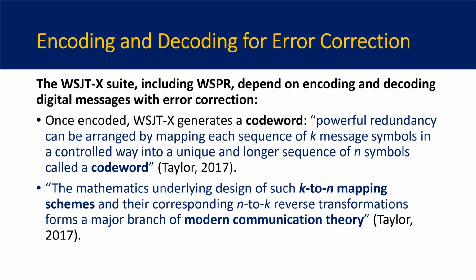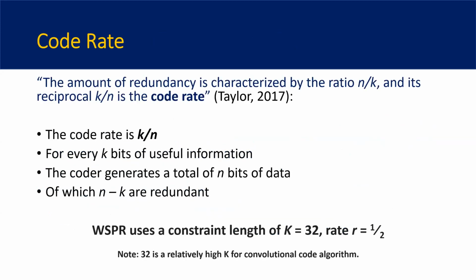So what's generated is called a code word. And this is a redundancy of bits from those 50 bits in the WSPR message that can be arranged by mapping each sequence of K number of message symbols in a controlled way to a unique and longer sequence of N number of symbols called a code word. And the mathematics behind this K to N mapping, and then on the receiving side, the N to K reverse transformation, is a major branch in modern communications theory. I will not even presume to understand in detail precisely how these algorithms work, but I'll give you kind of a bird's eye view from my own understanding.